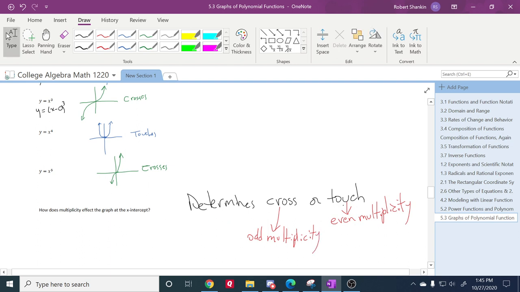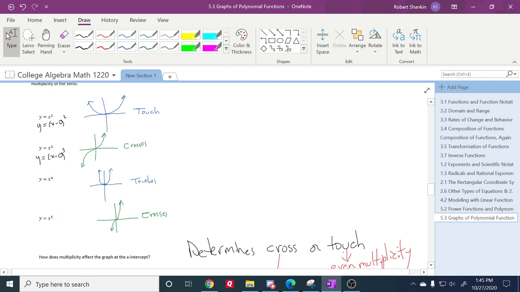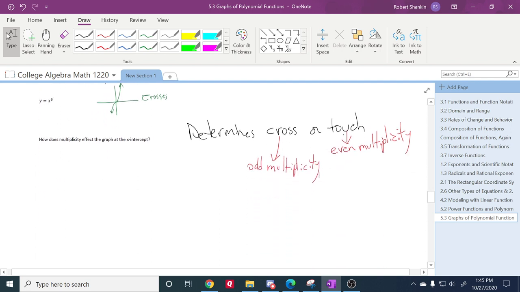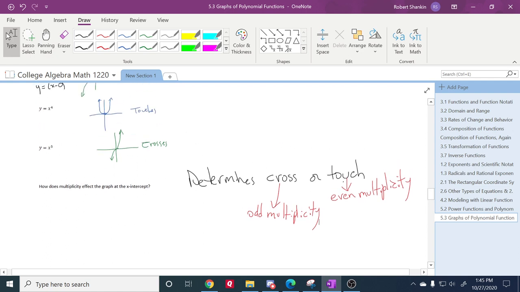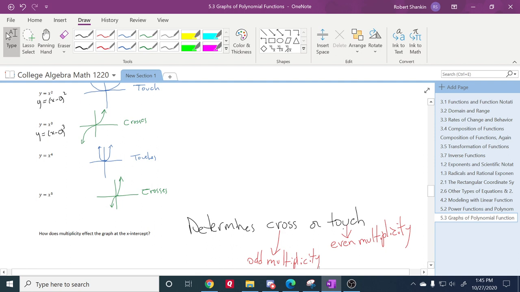Okay. And that seemed to be consistent with the data. Whenever it was even, 2, 4, we were touching. When it was odd, we were crossing. This is true. And let me give you a little insight into why this happens. Why does it cross on an odd multiplicity? And why does it touch on an even multiplicity?